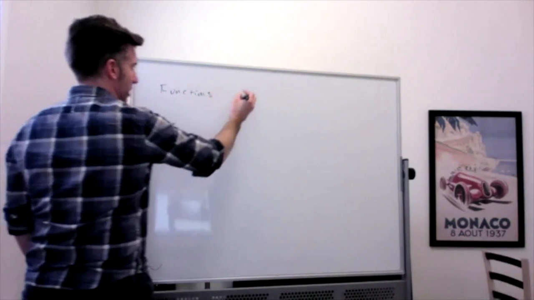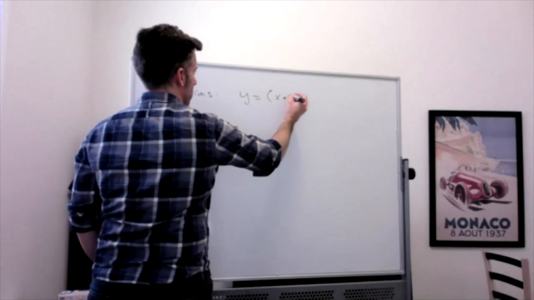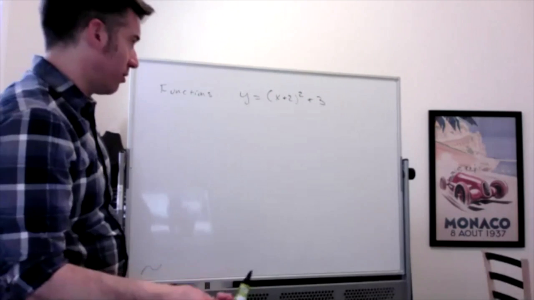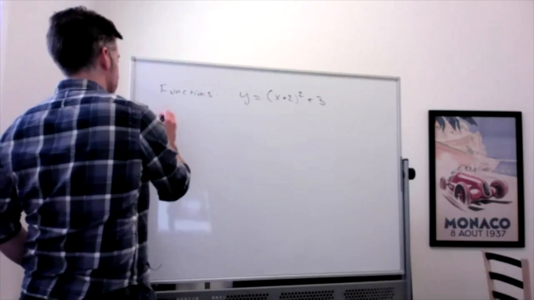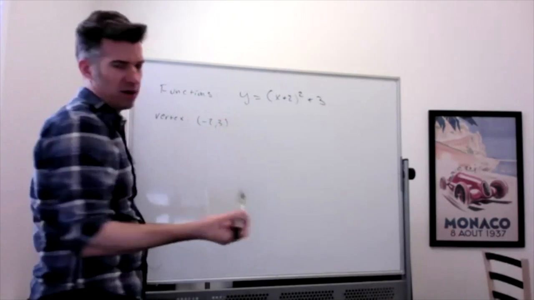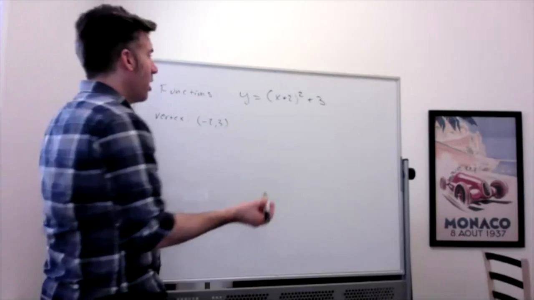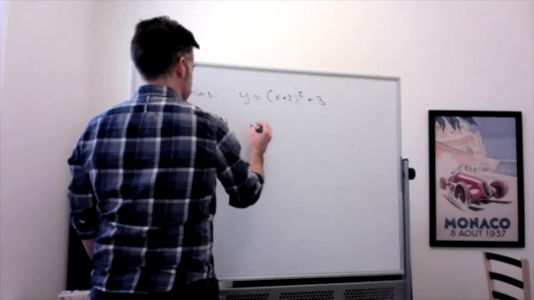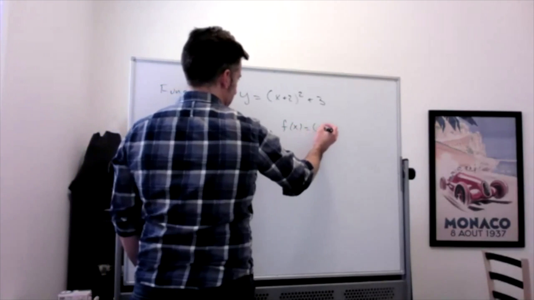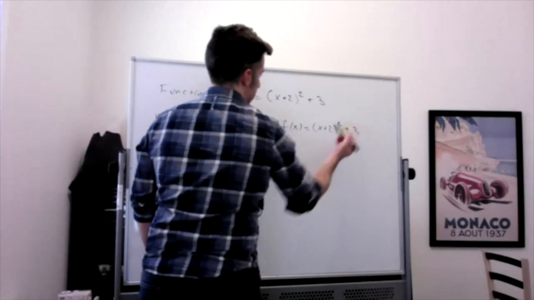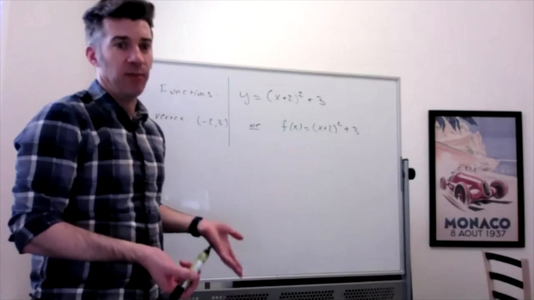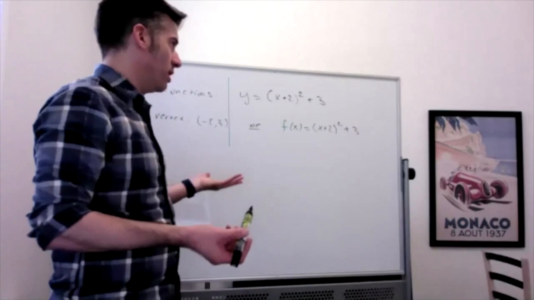Sometimes we might write it as y equals (x plus 2) squared plus 3. We could graph that, and it would be a parabola, and we could even say that the vertex is at the point (-2, 3), and some other information. But we could also write it as f of x equal to (x plus 2) squared plus 3. And the nice thing about this notation is you can capture more information in one setting.